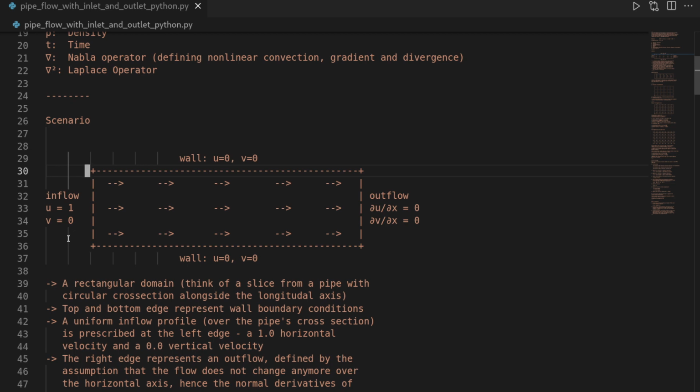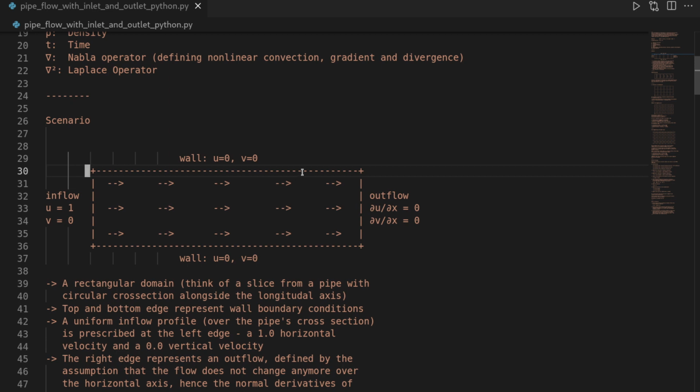That means we have a Dirichlet boundary condition on our velocity. The u velocity component is set to 1 uniformly over the length of this edge, and the v velocity component is set to 0 uniformly over the edge. At the right end of our domain, we have an outflow boundary condition. Outflow in that case is associated to the fact that we don't know the distribution of velocity or pressure at the right end. So we will assume a 0 gradient in the u and v velocity normal to the outflow, which is the x direction in that case.